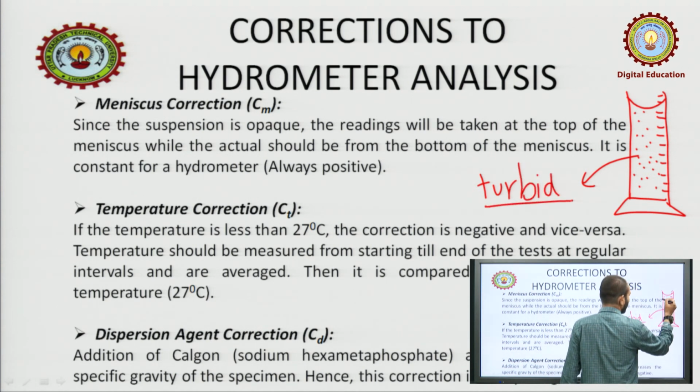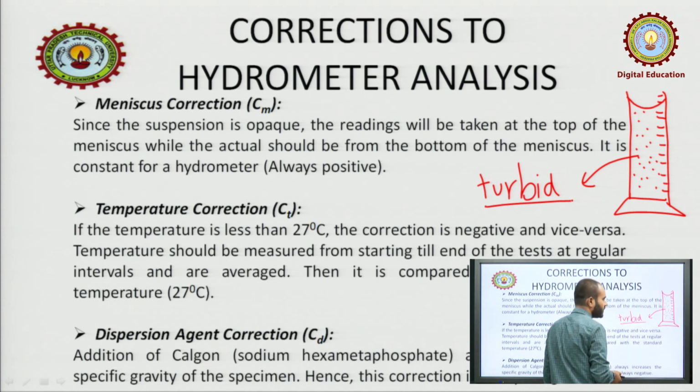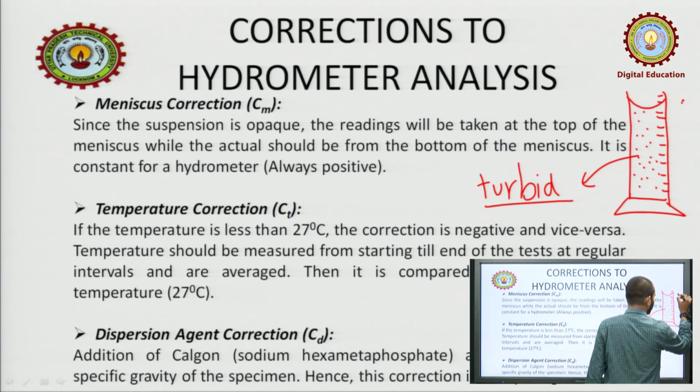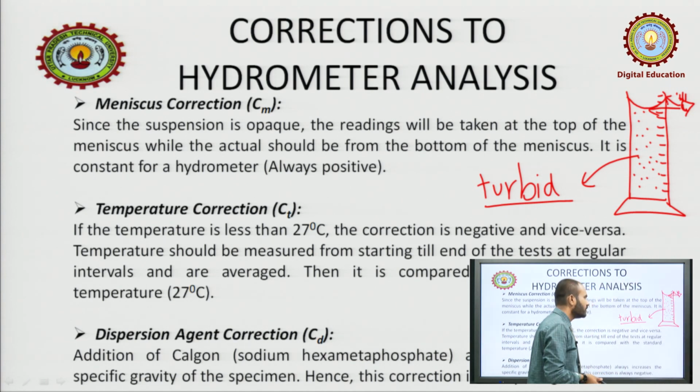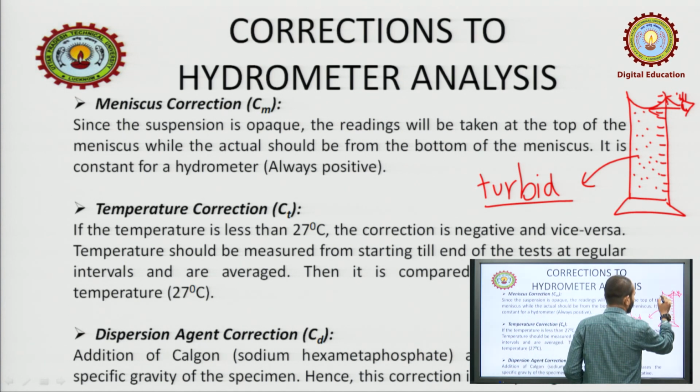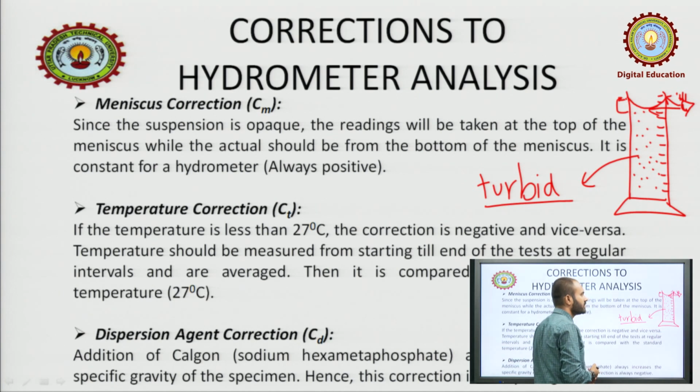Turbid means low visibility. So what will happen when you see the reading? Try to see the reading. This is your eye, suppose. When you see the reading, you have to see this one, but due to turbidity, you see this one instead of this one. So what will happen due to this? You have an erroneous reading, okay. This much error you constitute in your reading, okay.